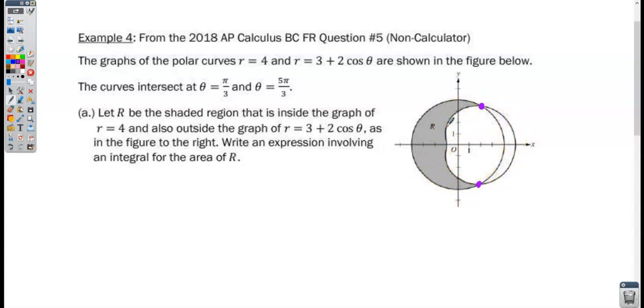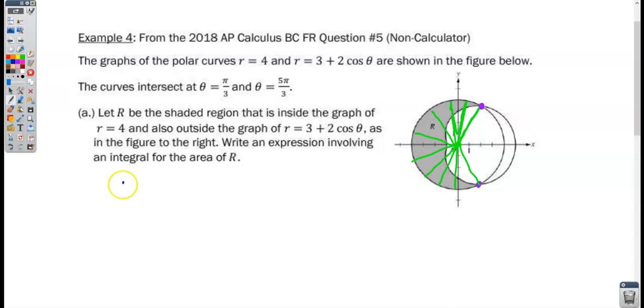So now we want to write an expression involving an integral for the area. Now imagine the radii coming from the pole here to this region, and there's nothing tricky about this region at all. It's very straightforward. We've got our outer curve 4 and our inner curve 3 plus 2 cosine of theta, and those are the curves over the entire region.